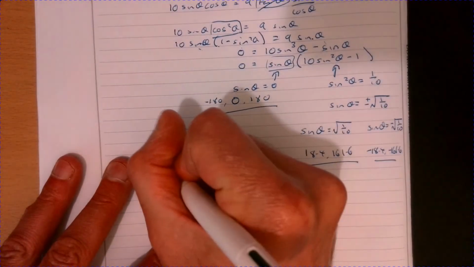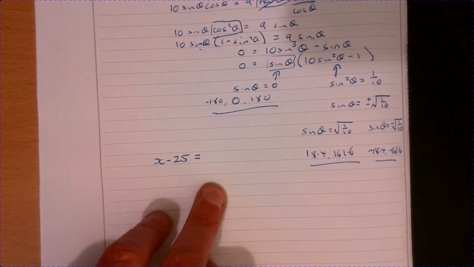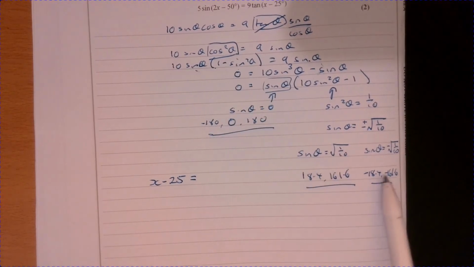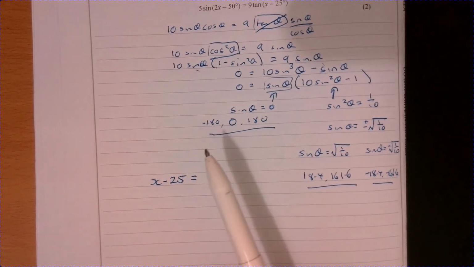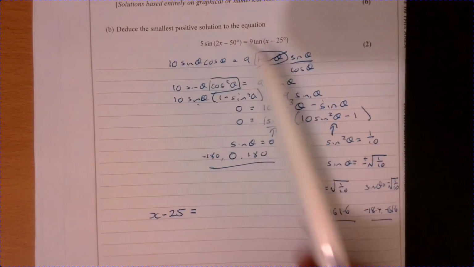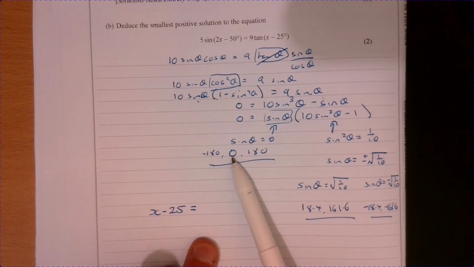So x minus 25 is equal to, now you could go through each one of these and try and work out which one's the best. So that's going to be miles away. Remember, I want it to be just the smallest positive. So it's obviously not going to be that. So no, it could be that, right?